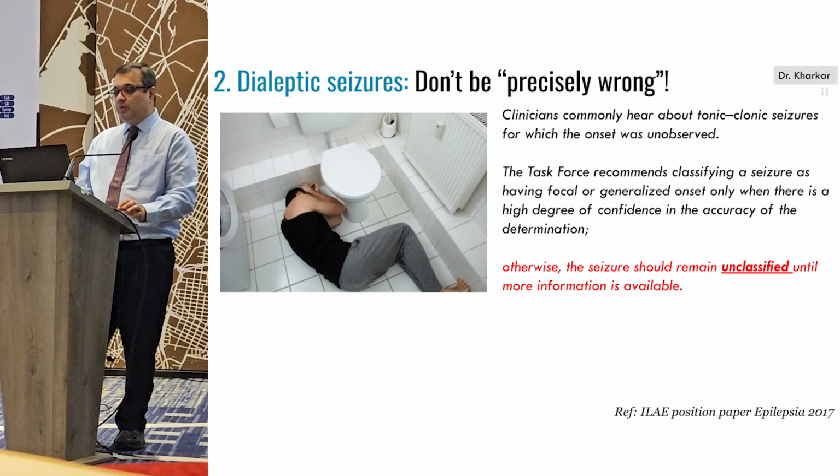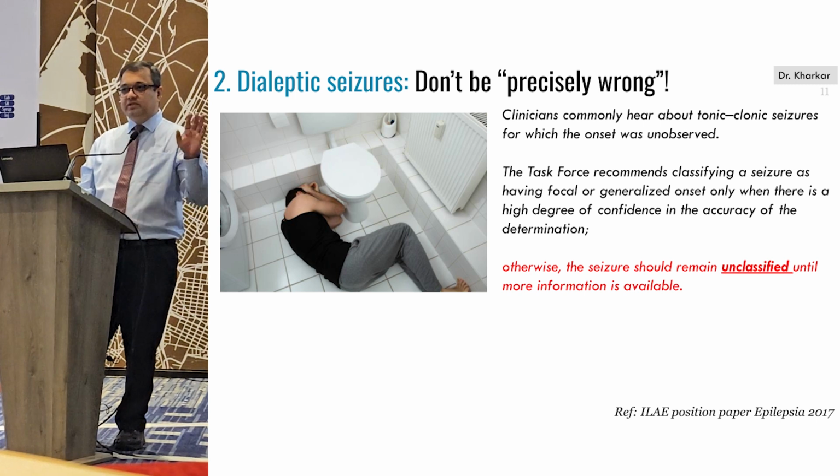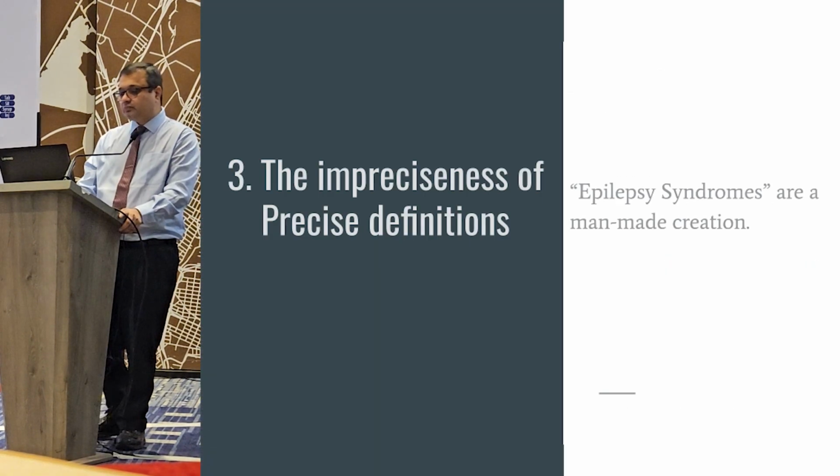Clinicians commonly hear about tonic-clonic seizures for which the onset is unobserved. The person is found in the bathroom or wherever it might be. The task force recommends classifying the seizure as having focal or generalized onset only when there is a high degree of confidence in the accuracy of the determination. Otherwise, the seizure should remain unclassified until more information is available. Again, don't commit yourself to a specific category or a specific group of medications without making sure.